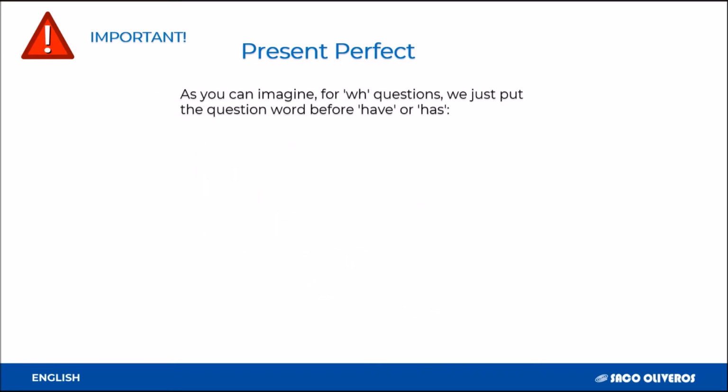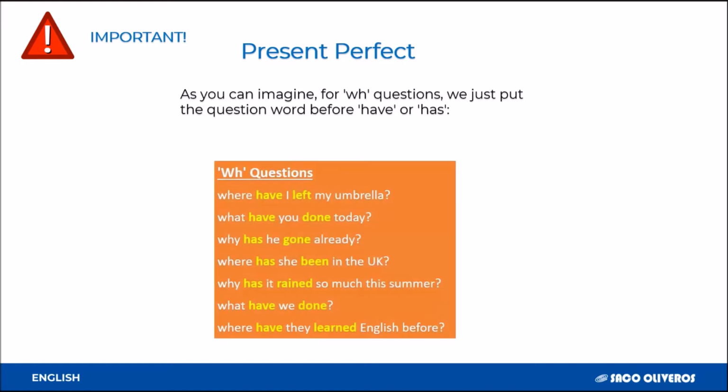As you can imagine, for WH questions, we just put the question word before have or has. WH questions: Where have I left my umbrella? What have you done today? Why has he gone already? Where has she been in the UK? Why has it rained so much this summer? What have we done? Where have they learned English before?